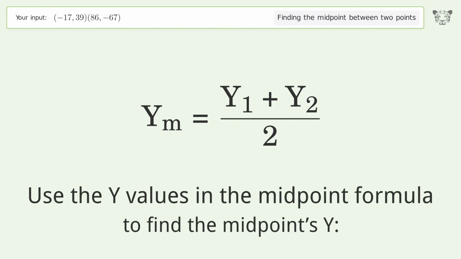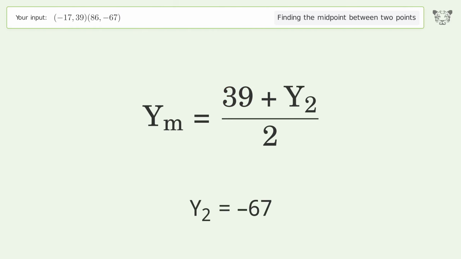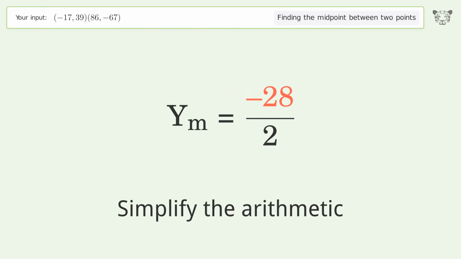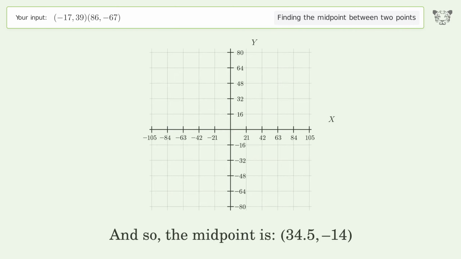Use the y values in the midpoint formula to find the midpoints y. y1 equals 39. y2 equals -67. Simplify the arithmetic. And so, the midpoint is 34.5, -14.